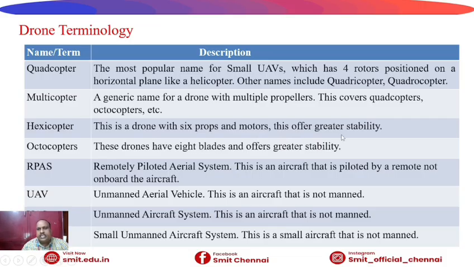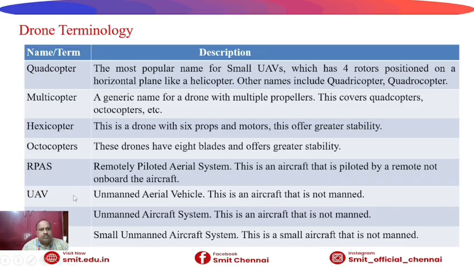And hexacopters, this is a drone with six propellers and motors. So this offers great stability compared to others. It has stability in condition. So octocopters, these drones have 8 blades and offer great stability. So RPAS is a remote piloted aerial system. This is an aircraft that is piloted by a remote pilot, not on board the aircraft.